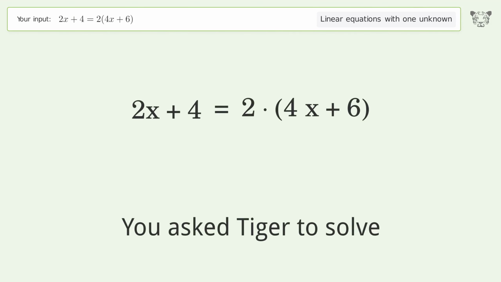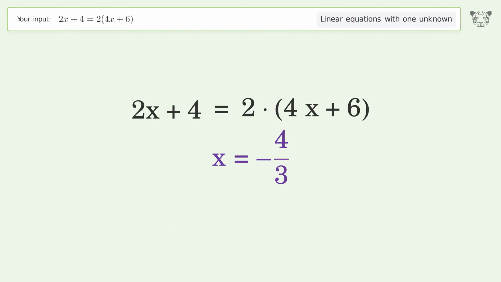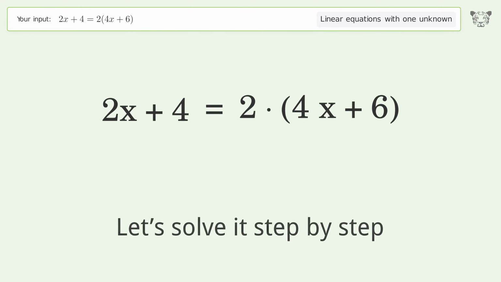You ask Tiger to solve. This deals with linear equations with one unknown. The final result is x equals -4/3. Let's solve it step by step.